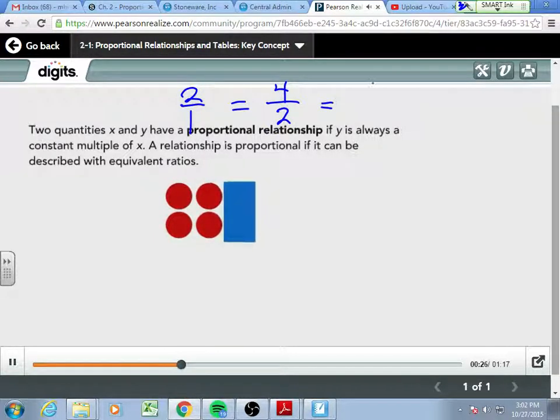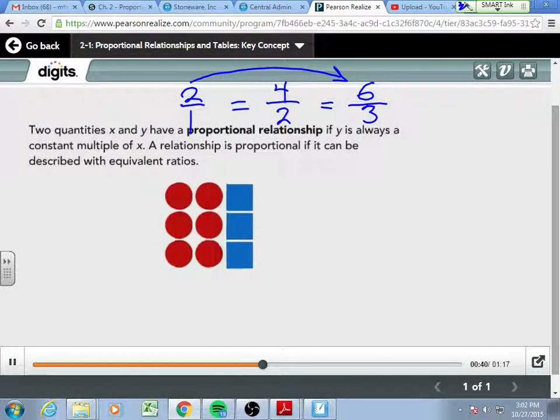Now, if I put 6 circles, Alex, how many squares would I need? 4? Ooh, close. How do we go from 2 to 6? What would we multiply 2 by? No, 3. So we need 3 squares. When there are 6 circles, there are 3 squares.